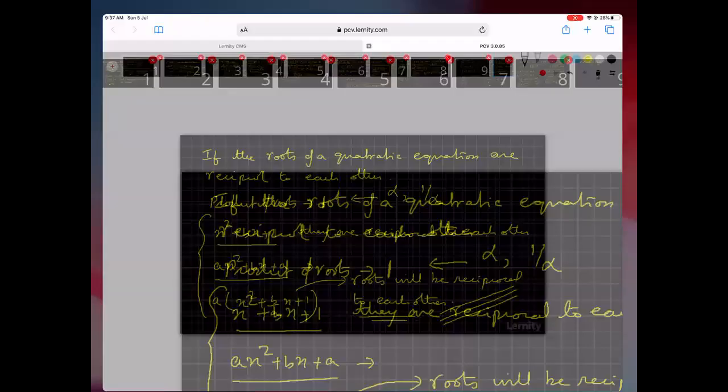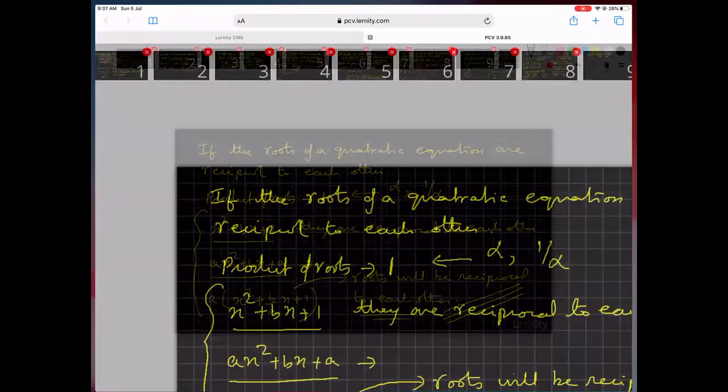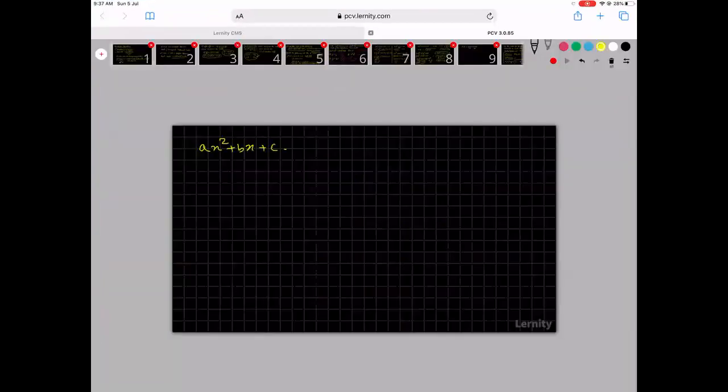Now I'm saying, suppose ax square plus bx plus c is equal to 0 is a quadratic equation where the roots are reciprocal to each other. What does this word reciprocal mean? Reciprocal means if one is alpha, the other is 1 by alpha.